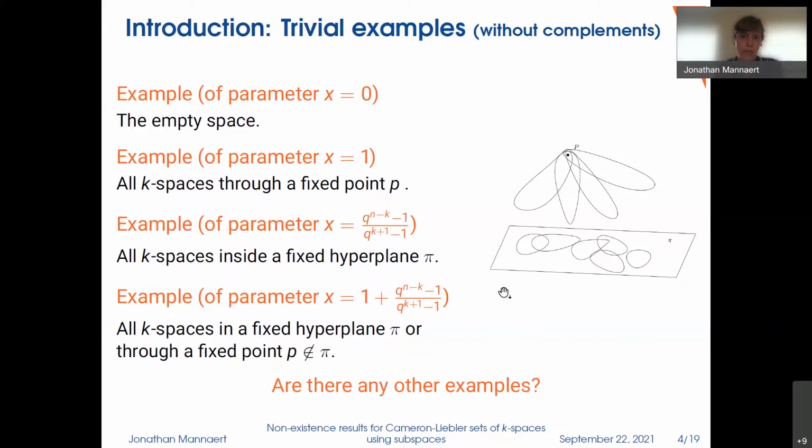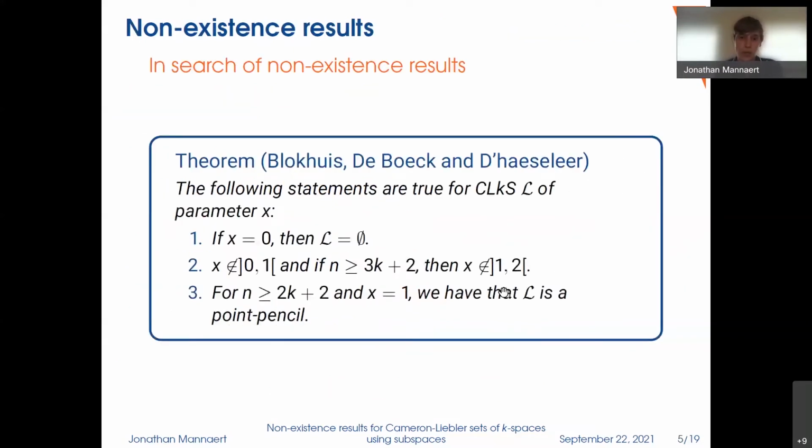That's something that has been done previously by other sources, like this theorem, which is kind of the first trivial version. For x equals 0, we have only the empty set, which is of course kind of trivial. For a Cameron-Liebler set, we know that x cannot be between 0 and 1. And if n is big enough, like bigger than 3k plus 2, we have that x cannot lie in this interval.